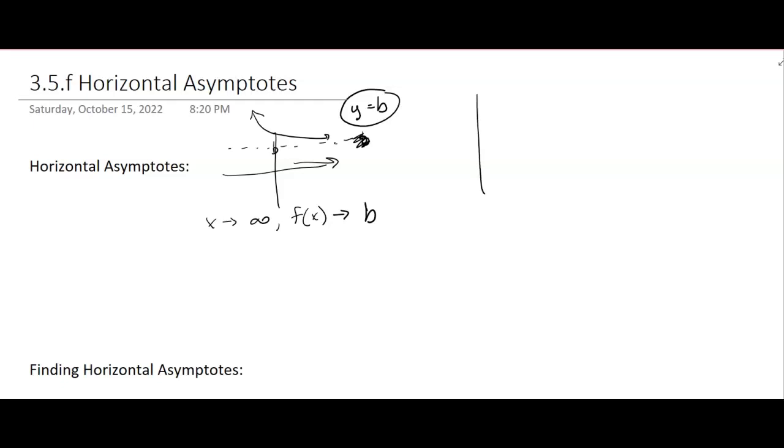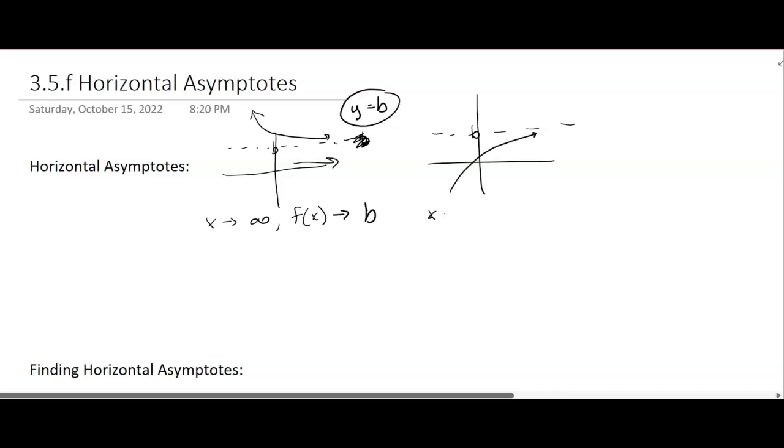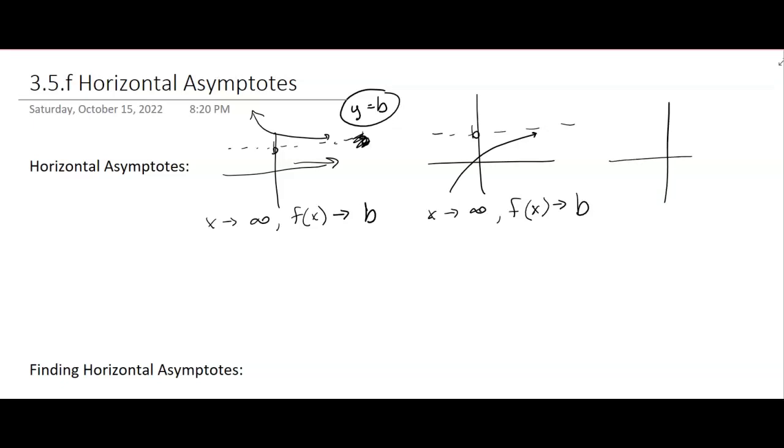And you could also have a horizontal asymptote at b, and maybe it's coming up this way. And so as x approaches infinity, well, this is going to look the same. f of x is approaching b. Okay. I feel like I'm leaving something out. Oh, one other thing. You could have a horizontal asymptote.